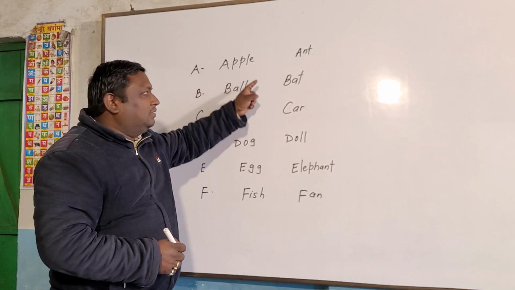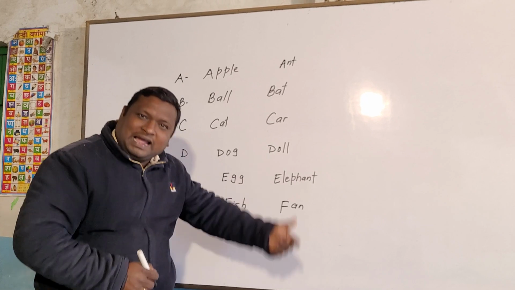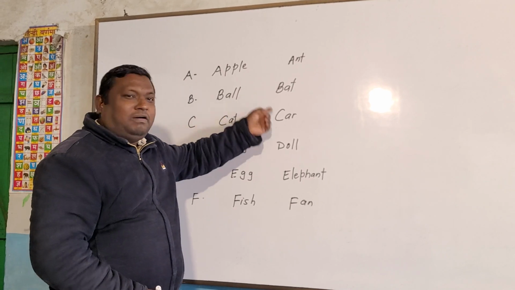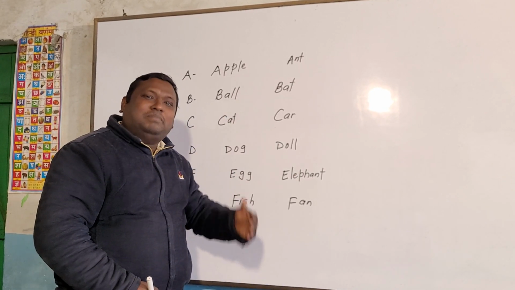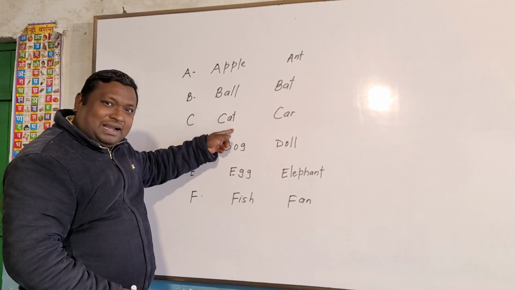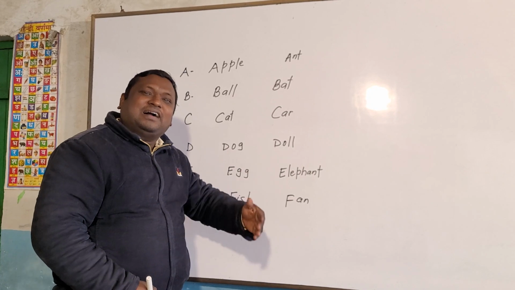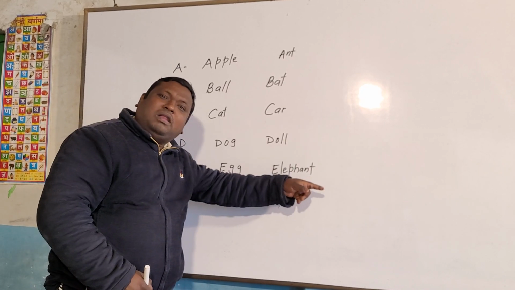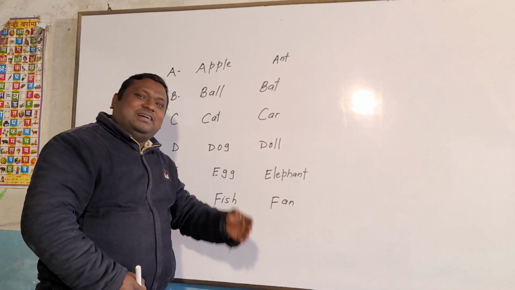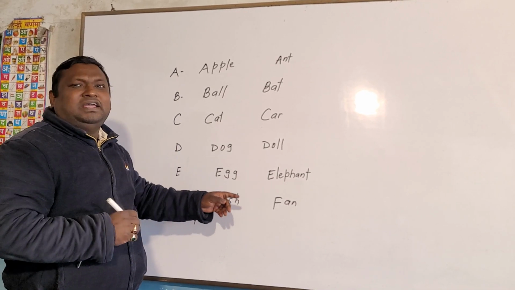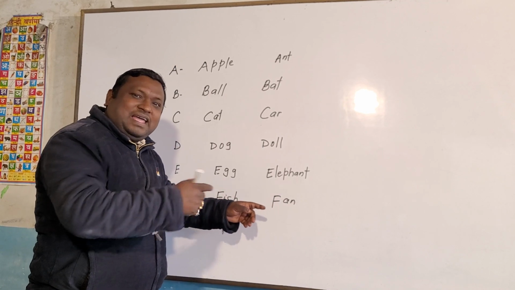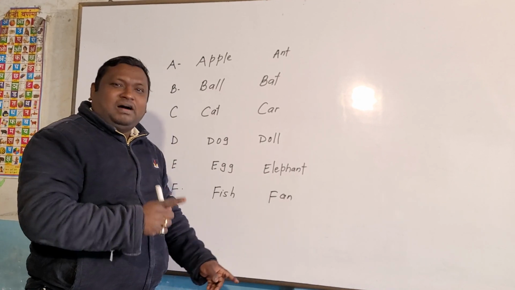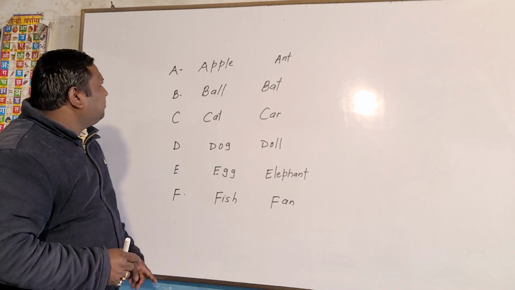A for apple, A for and, a sound is coming. B for ball and B for bat. Ba ba ba. C for cat and C for car. Ka ka ka. D for dog and D for doll. Da da da. E for egg and E for elephant. A. F for fish and F for fan. F. What did I say?